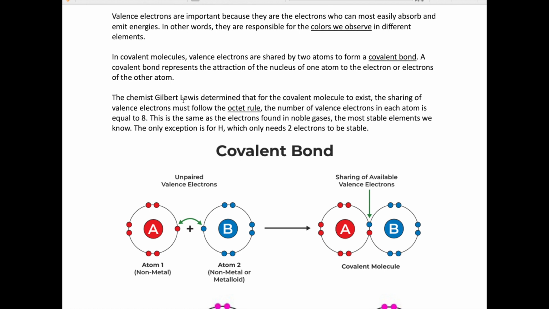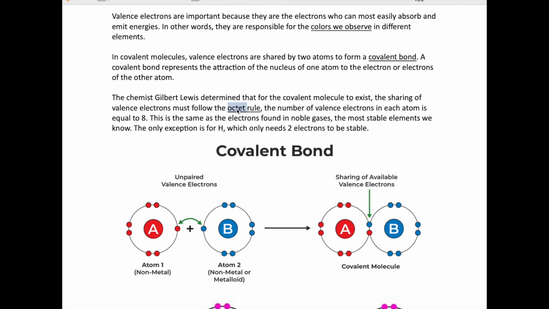covalent molecule. What the chemist Gilbert Lewis found was that in order for these covalent molecules to exist, they have to follow a rule called the octet rule. For these molecules to be stable, they need to have 8 electrons each in their outermost shell. For example, in this drawing, you can see that atom A has 8 valence electrons. They're not drawing any of the core electrons here, just the valence electrons. So 1, 2, 3, 4, 5, 6, 7, 8. And then B also has 8: 1, 2, 3, 4, 5, 6, 7, 8.